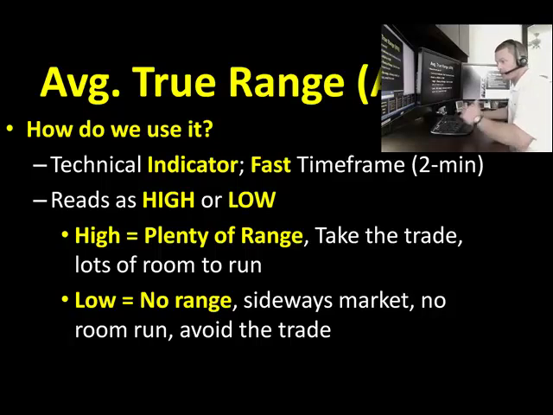The range is going to read as a high or a low reading. If you have a high reading on the average true range, that means there's plenty of trading range. Take the trade. There's lots of room for the trade to run. If you see a low reading on the ATR, that means you're looking at a very tight or narrow trading range, and so it's a sideways market most likely. There's very little room for the trade to run, and so you probably want to avoid the trade.